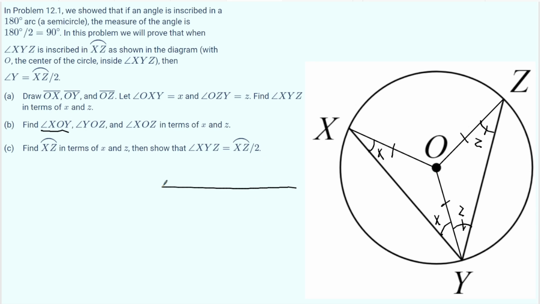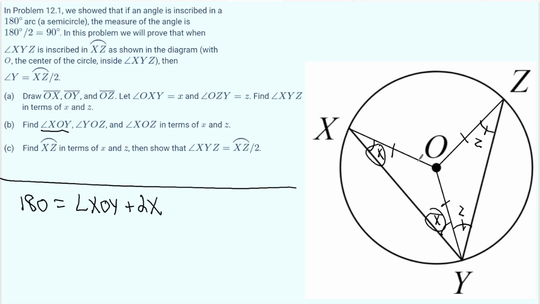So what I can say is something like this. 180 is equal to angle XOY plus angle x plus angle x, which is basically just plus 2x. And again, I got the x here, plus angle XOY. That's how I'm forming that equation.